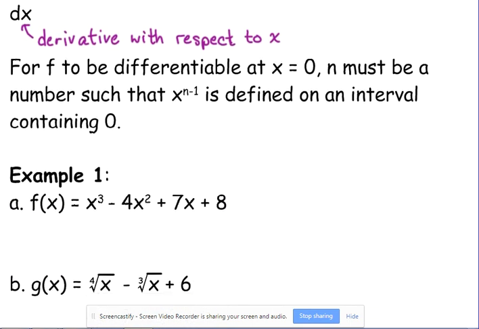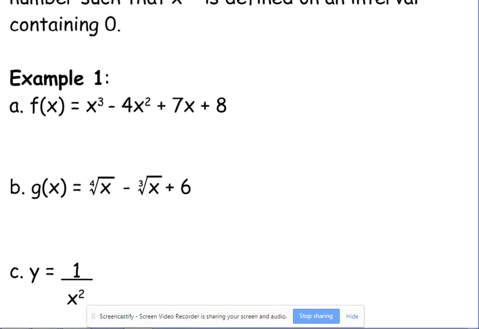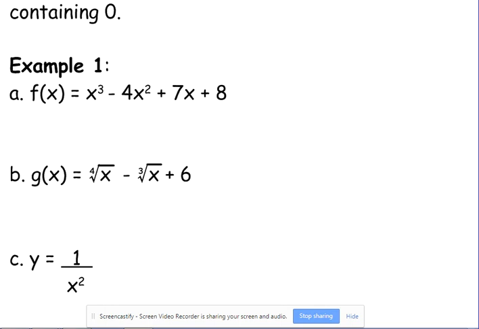Okay, so here's a function. Okay, let's look at this. f of x is equal to x cubed minus 4x squared plus 7x plus 8. Now, if I asked you to find the derivative of that using the limit definition, let's just start writing that for a second, okay, so that we can grasp how much easier it is if we don't have to do this. Look at what we would have to do.